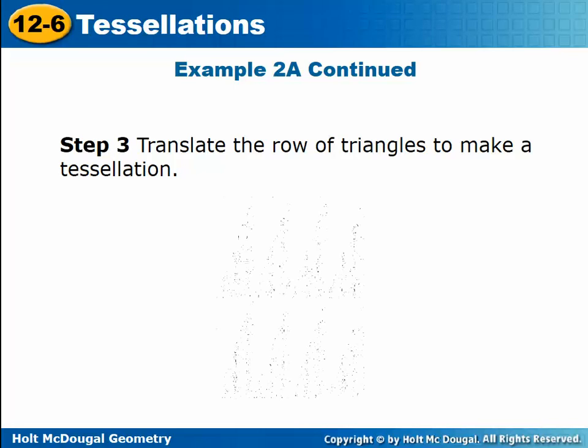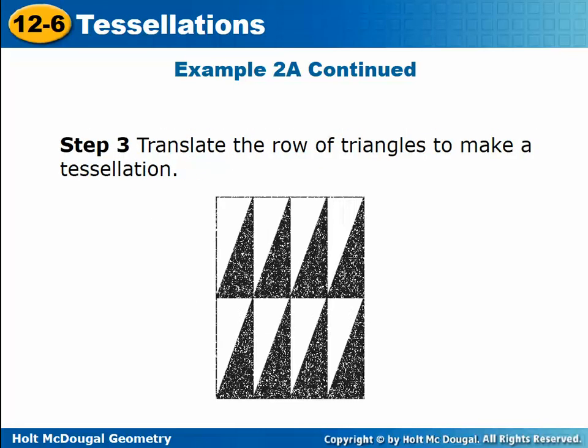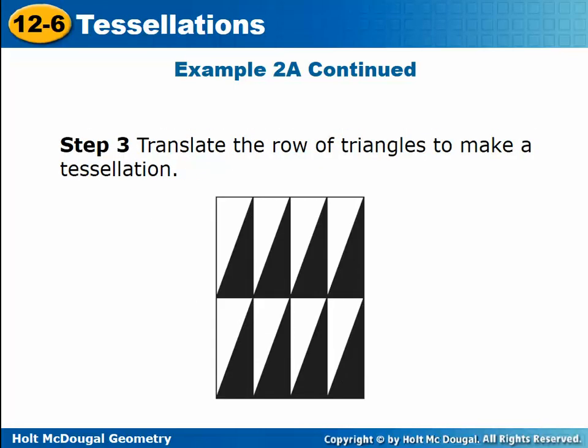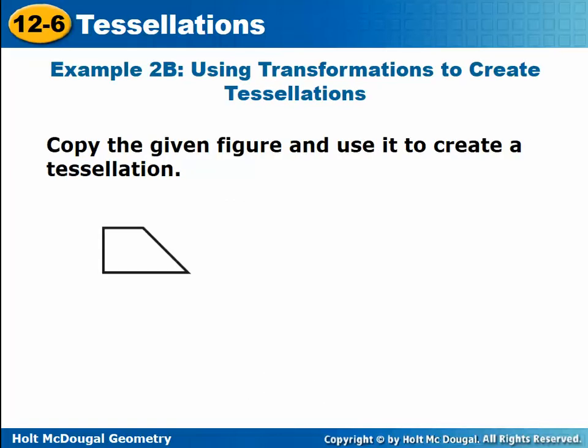And then you can translate that whole row down. They shaded it in so you could see it a little easier. And there you have a tessellation. And you can see you can continue that, translating that figure, and create a larger tessellation if you needed to.